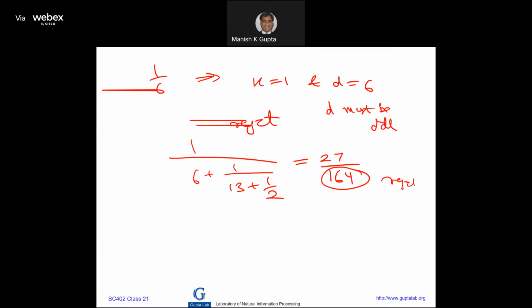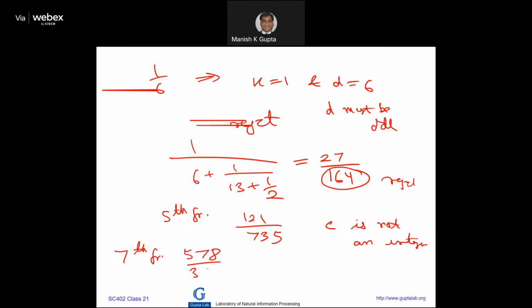Like that, if you continue, the fifth fraction turns out to be 11 divided by 735. But in this case, c is not an integer. You can check. Seventh fraction, 578 divided by 3511. This gives you c is equal to 19669811034951136. I can write anything, you cannot verify, right? I mean, you can write a program and verify.